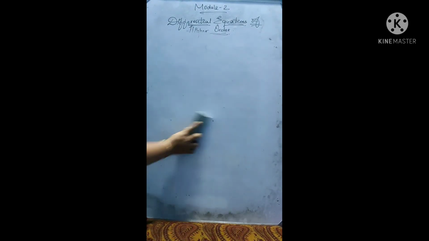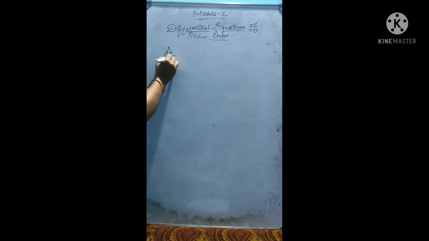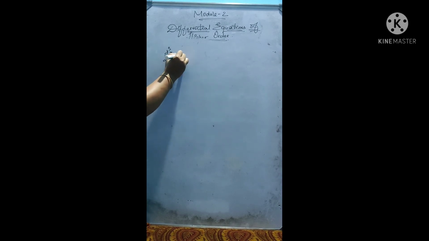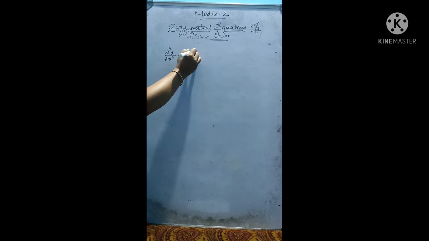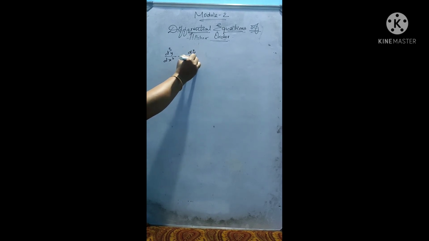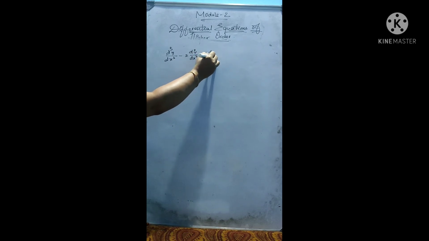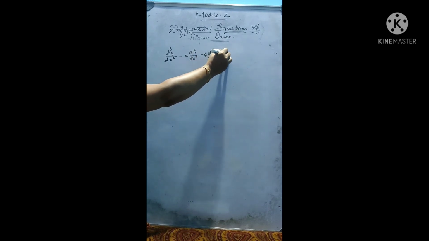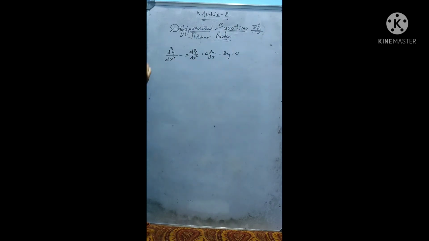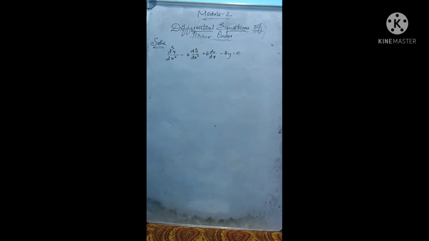Now, let us quickly consider one small problem. We need to solve d cube y by dx cube minus 2 d square y by dx square plus 4 dy by dx minus 8y is equal to 0. So, the question is like this, and how do we solve? Carefully look, understand the solution. I will explain you step by step.